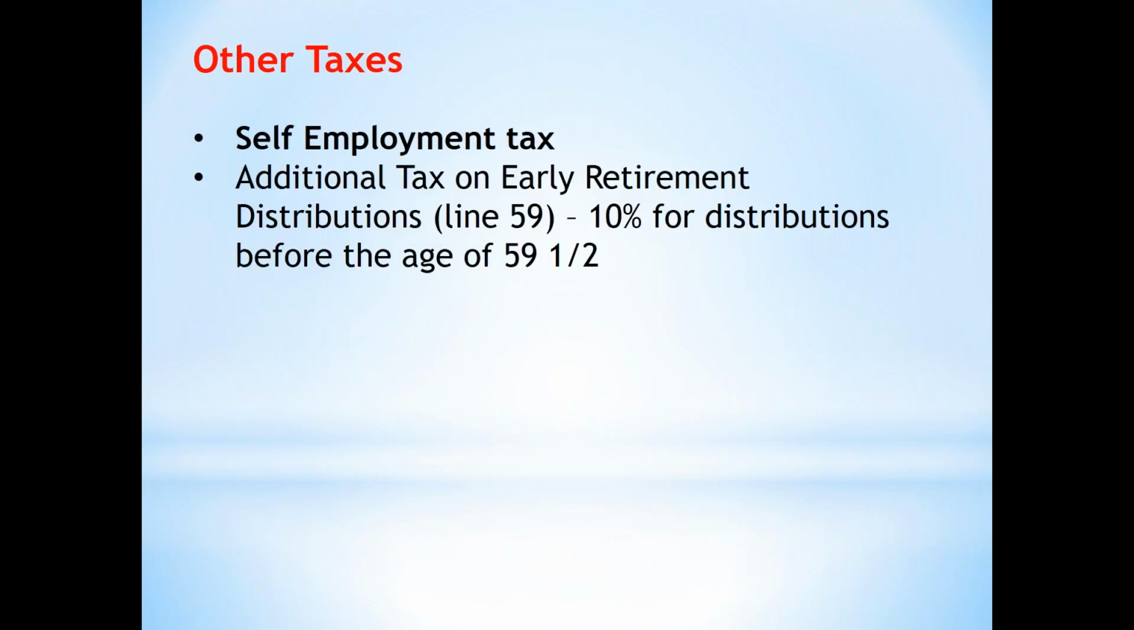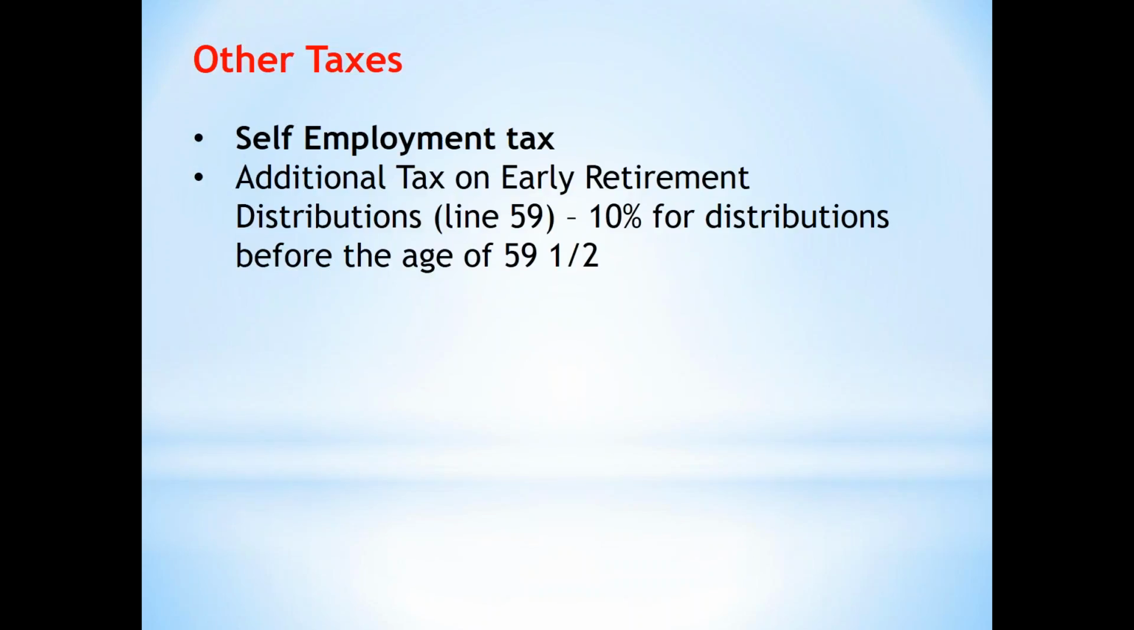So I did want to touch on other taxes, the self-employment tax as well as the additional tax on early distribution. These will be calculated automatically by the computer, but I do like people to know where they are and what they are. So the self-employment tax is a tax that's added to the return for being self-employed, just because when you're self-employed, you're obviously not paying out of pocket for a lot of the taxes that are imposed upon you. So the self-employment tax is in place.